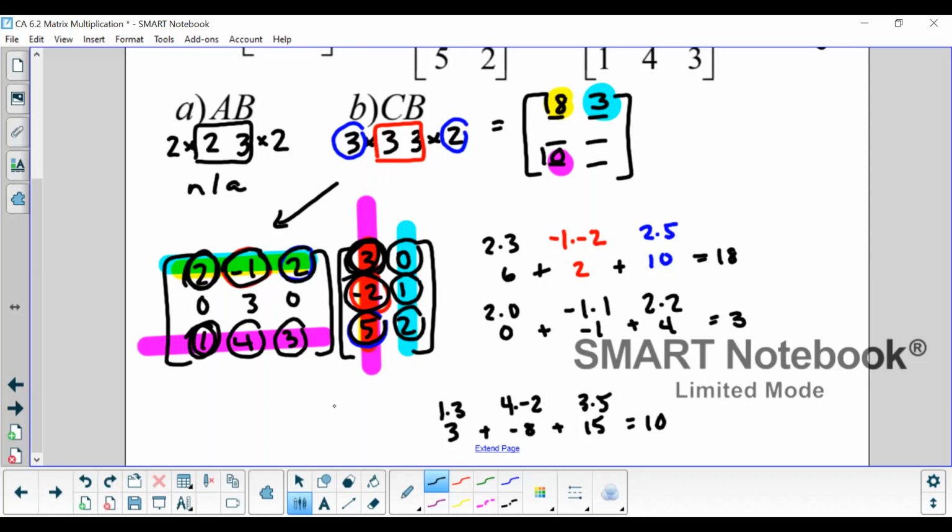Raise your hand if you'd like some more time to finish. Zoom, unmute yourself and let me know if you'd like some more time. Okay, I don't hear anybody, so let me tell you what the answers are. I'm going to read it across in rows, okay? So the first row is 18, 3. The second row is -6, 3. And the third row is, oh, yes, 10, 10, 10, sorry.